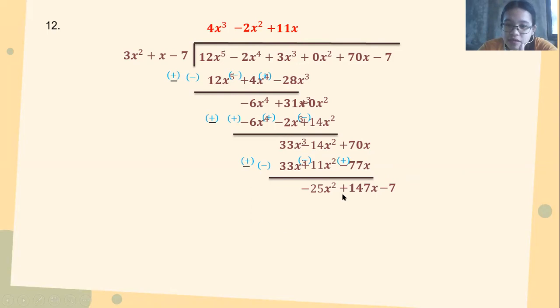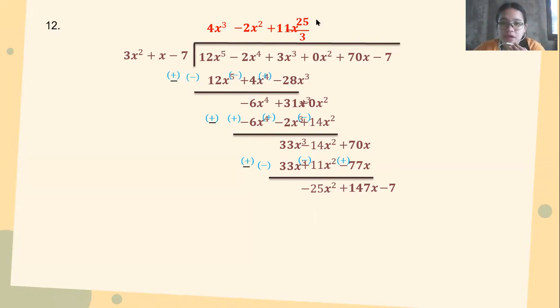Negative 25x squared divided by 3x squared, yung quotient niya ay magiging fraction. Pwede ding gumamit ng decimal, pero gagamitin natin yung fraction para mas madali. So we have negative 25x squared divided by 3x squared is equals to negative 25 over 3.